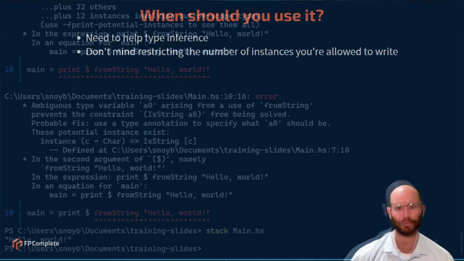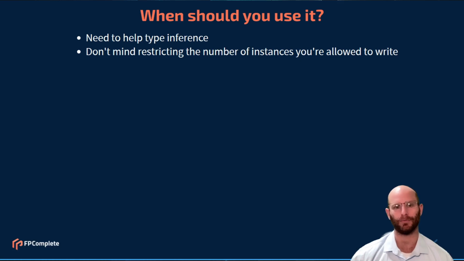Okay. So when should you use it? You should use equality constraints if you need help with type inference. That's the general guiding principle of when to reach for this technique. And there may be other use cases that you'd consider, but this is the main one. And you have to keep in mind that you don't mind restricting the number of instances you're allowed to write. In every case where you use an equality constraint, you are locking out other potential instances that you or someone else may want to write. So keep that in mind.